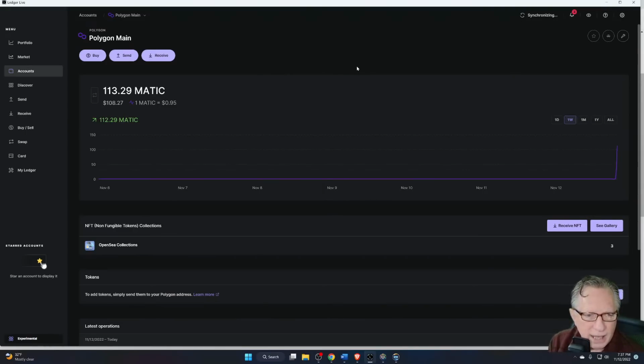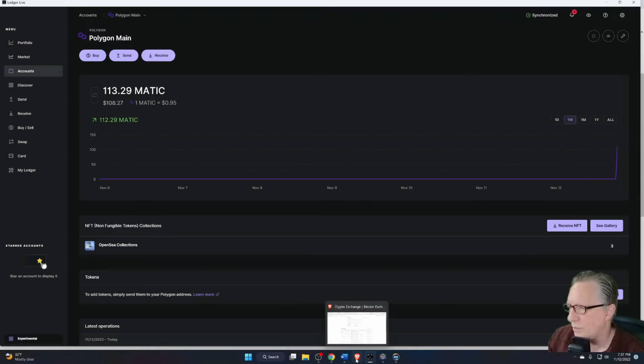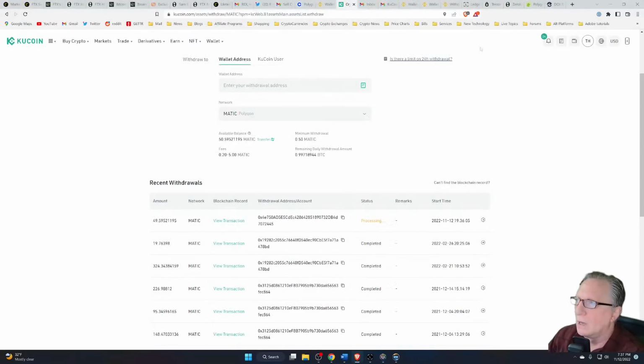What can MATIC do with admin keys? Can they mint infinite MATIC out of thin air? No. MATIC is a software project. I don't know if Polygon is open source, but let's take a quick look. The short answer is no.